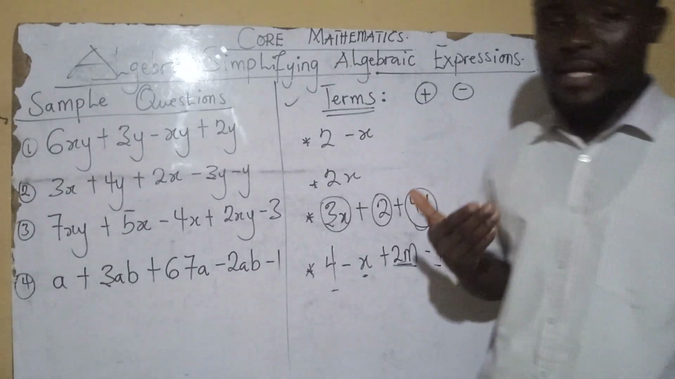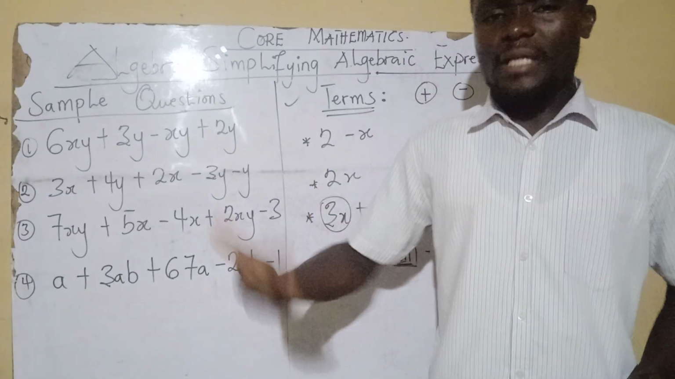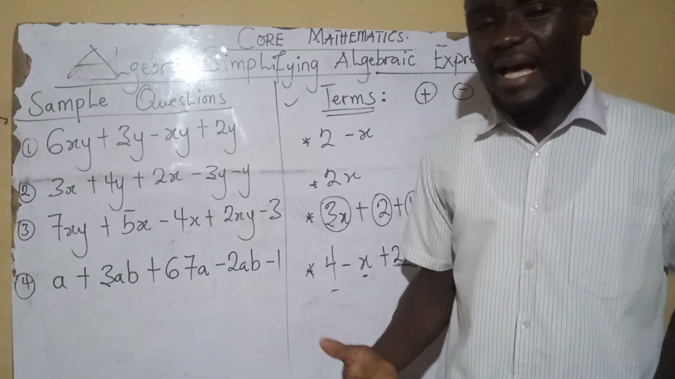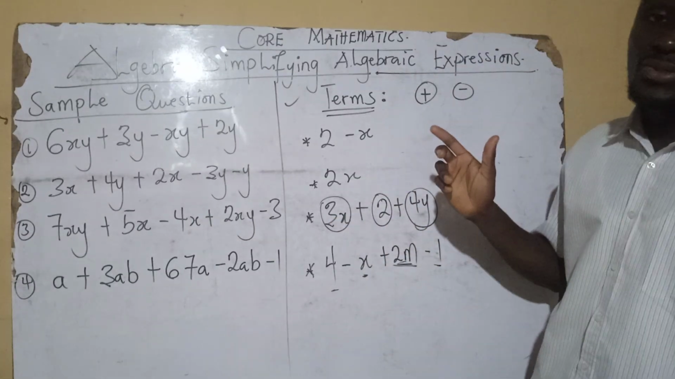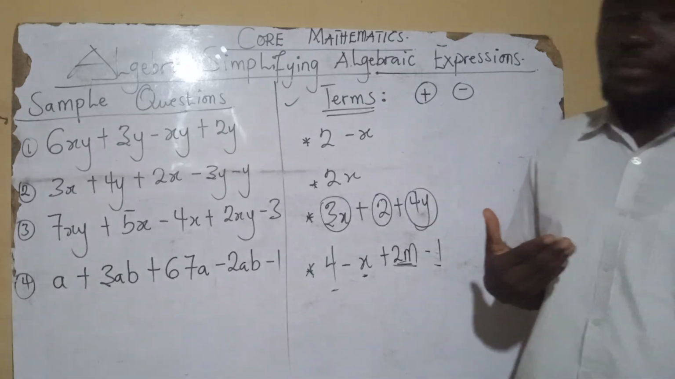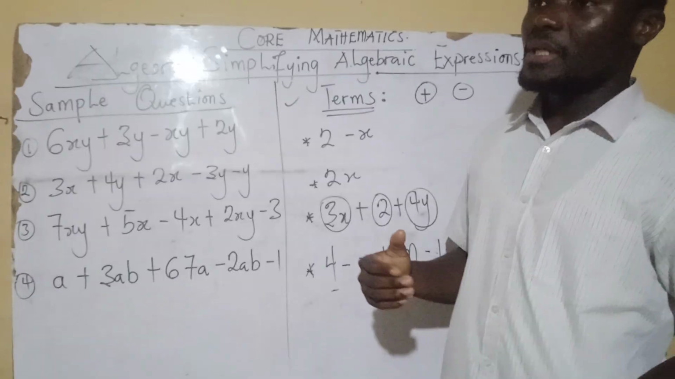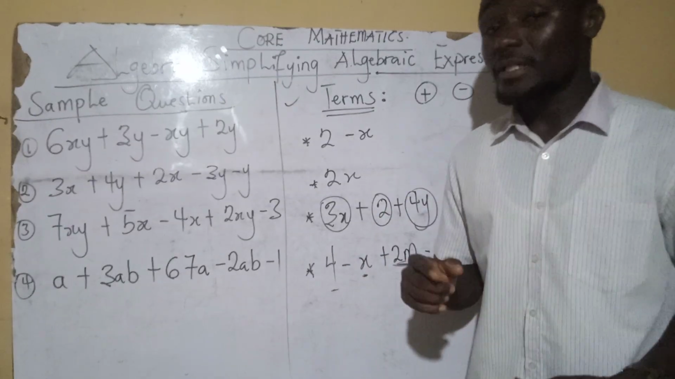Very good. So here, in conclusion, we will say that the number of terms in an algebraic expression is determined by the operational signs, addition and subtraction. I believe it is clear. Very good. So let's continue with the next trick, or the next thing that we need to understand when it comes to algebraic expressions.